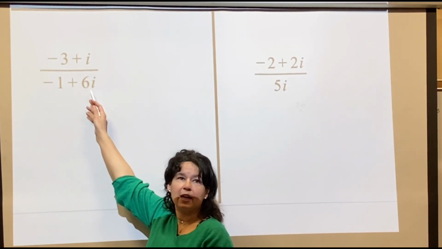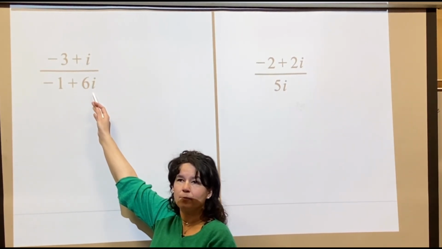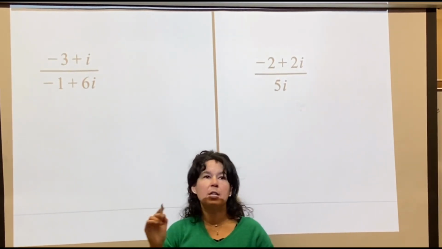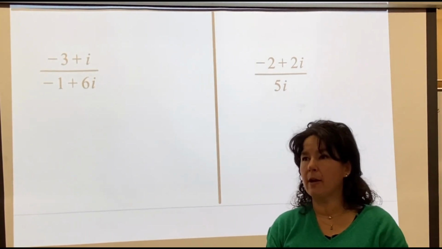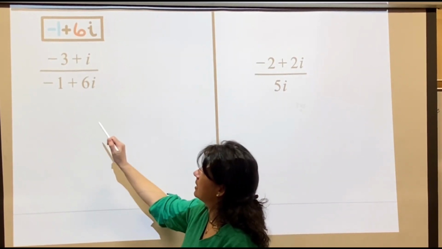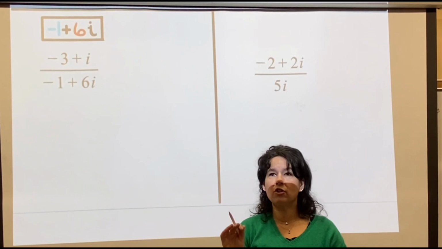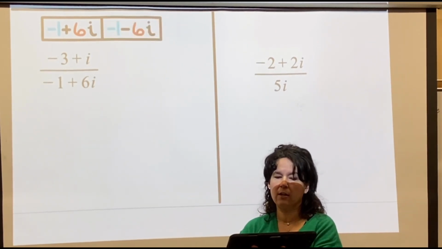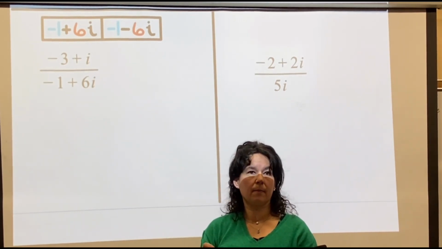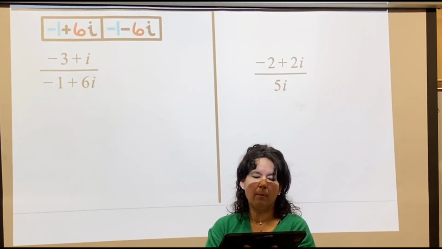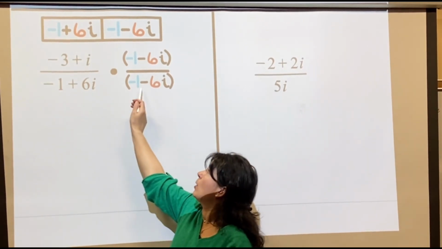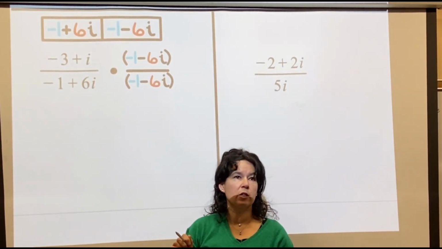Your thought process again is, I see an i in the denominator, and fractions with i's in the denominator are not considered simplified. So to get rid of an i in the denominator, you multiply by the conjugate. My denominator here again is negative 1 plus 6i. You only change the sign on the i's for your conjugate. So the conjugate is negative 1 minus 6i. I'm going to multiply by negative 1 minus 6i, but whatever I do to the bottom, I've got to do to the top.